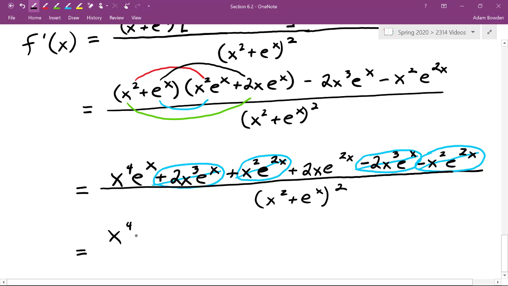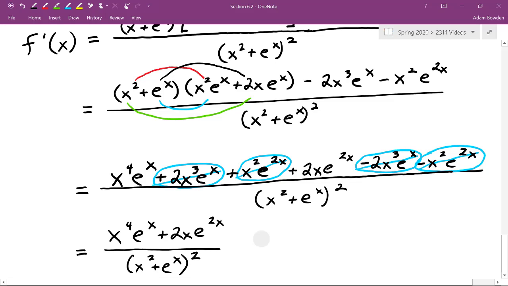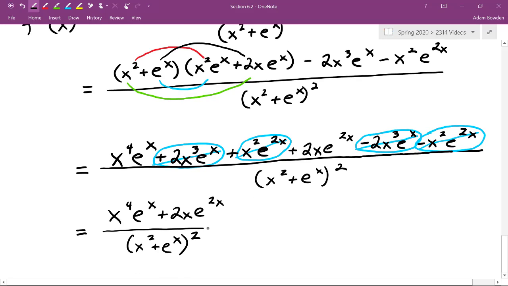We'll go ahead and write this as x to the fourth e to the x plus 2x e to the 2x all over x squared plus e to the x all squared. And that should be all that we have to do in order to simplify this one down.